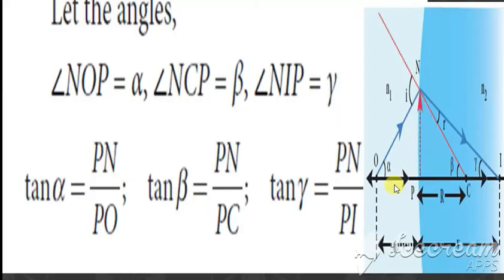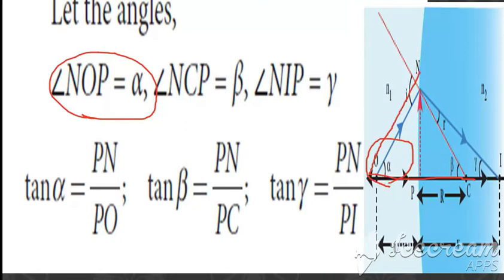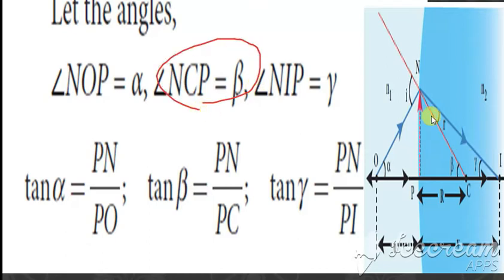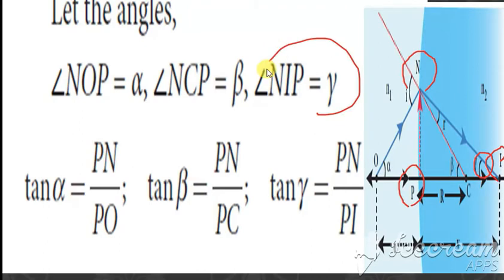Now taking this diagram, the angles are as follows. Angle NOP is equal to alpha. Next, the angle NCP is equal to beta. Then the next angle is NIP, where this is N, this is I, and here is P. This angle is gamma. Taking all these angles, consider the value of alpha alone.